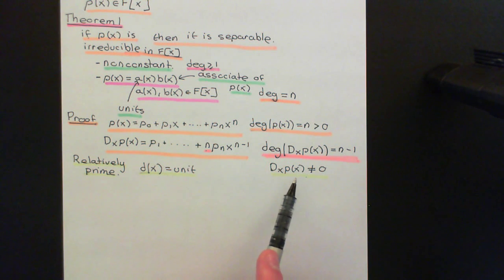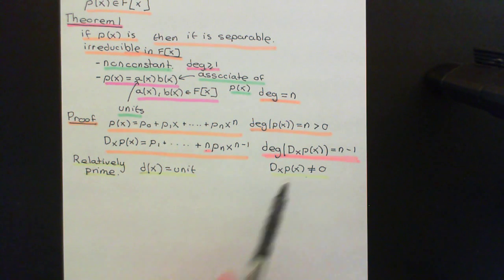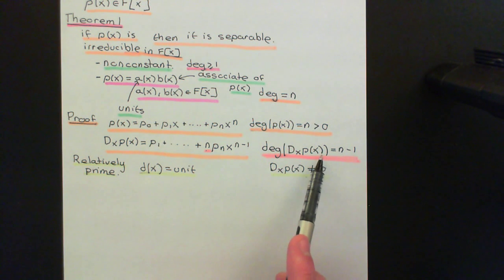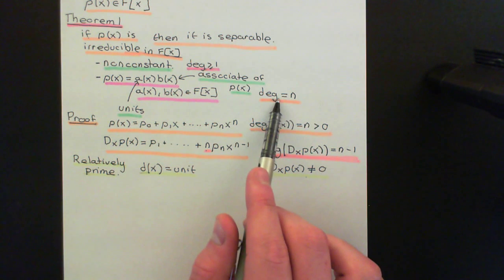That's why it is so important that we know that the derivative of p of x is not equal to 0. We would not be able to make this argument if we were working in a field of characteristic p, because we wouldn't know that the derivative of the polynomial wasn't equal to 0. But we know that the derivative of the polynomial is not equal to the 0 polynomial, and that it has degree strictly less than the degree of this one.